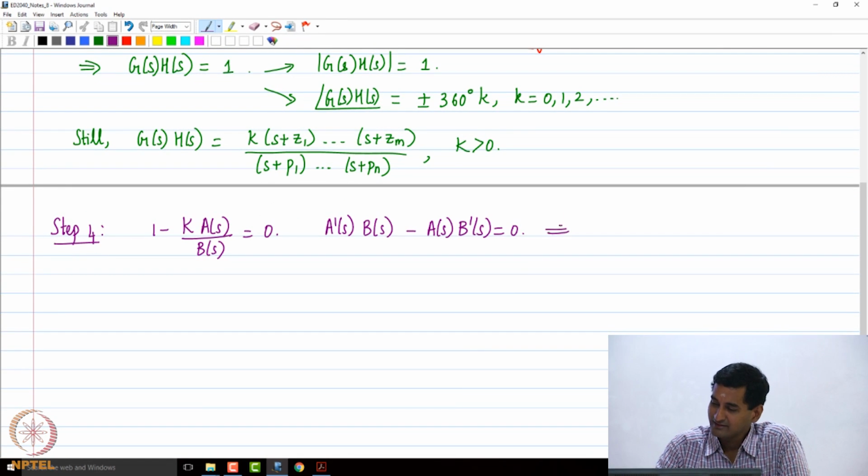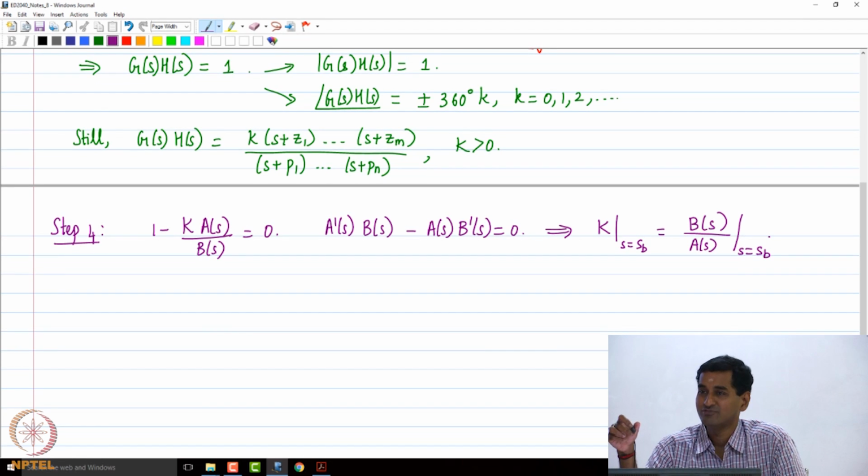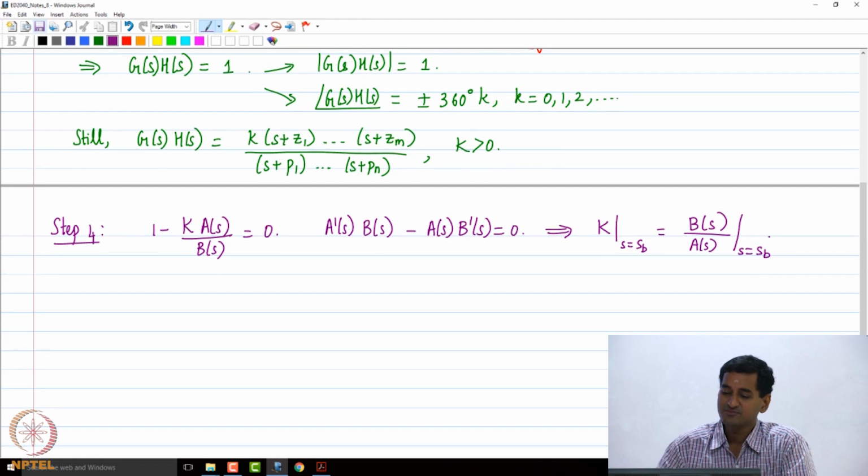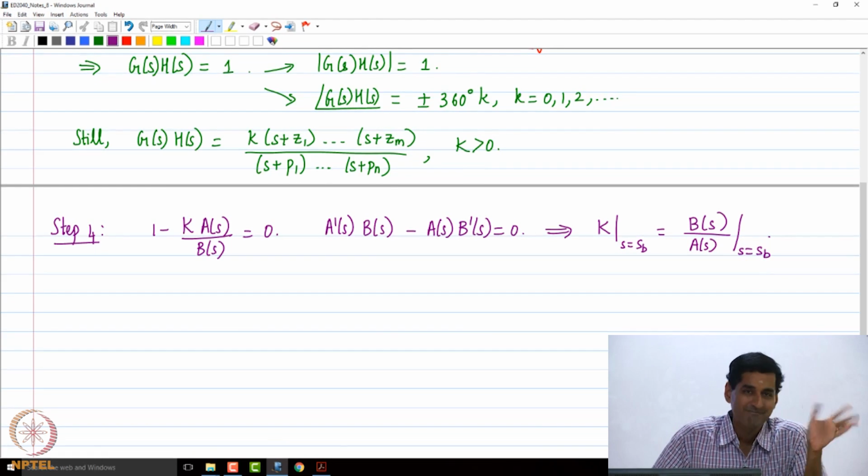But once you get this, what you need to figure out is that the values of k at potential breakaway and break-in points would now be determined by this formula, from this closed loop characteristic equation. Consequently, it will become B of s divided by A of s, evaluated at s equals sb, rather than minus B of s divided by A of s, which was the case with negative feedback. So, that is a change which one should be aware of in step number 4, but conceptually the step remains the same.